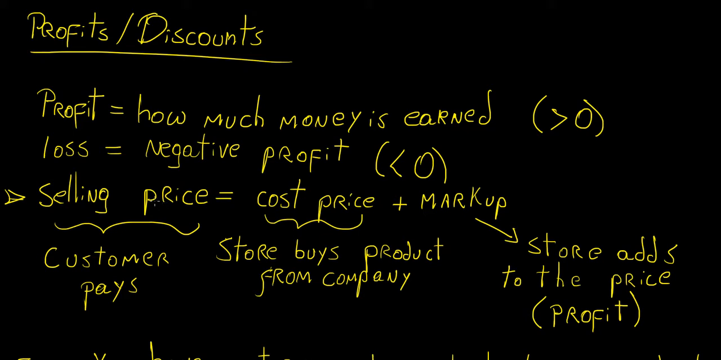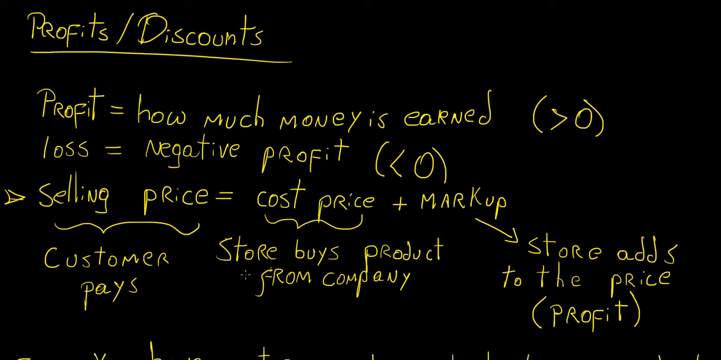So basically, whenever you have a store, you have to buy the product from someone, and usually the store is going to buy the product from a specific company. So for example, if you're a company that sells mobile phones, you're going to buy your products from companies like Apple, companies like Samsung, and any others that you can think of. So that's going to cost you a certain amount of money.